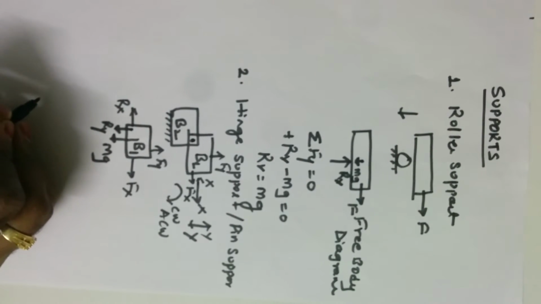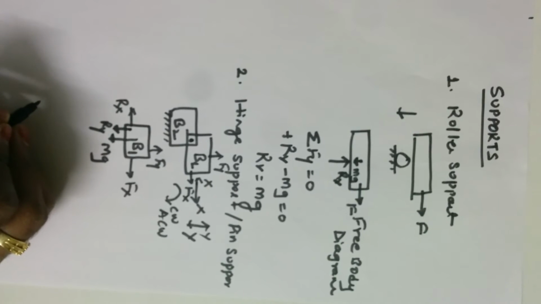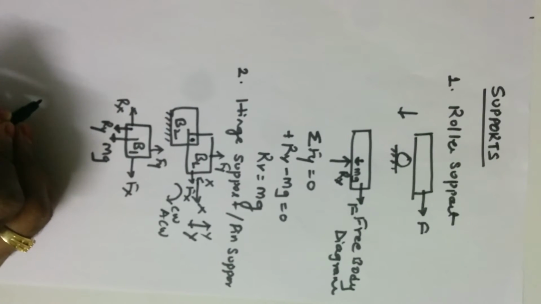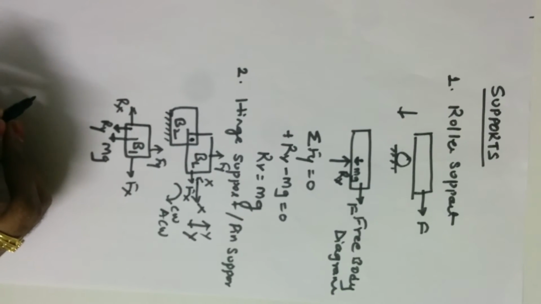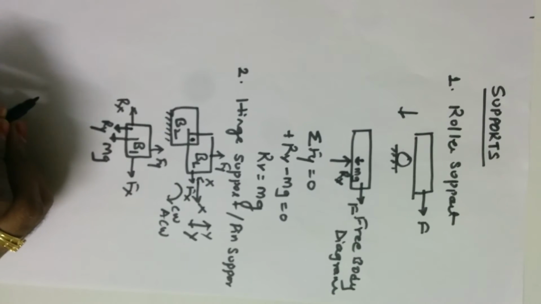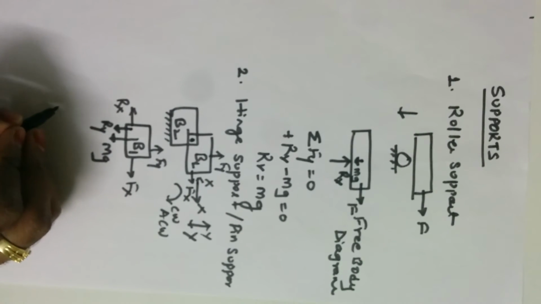Therefore, we can understand that a hinge support, when removed, will give rise to two reactions, one in the x direction, another in the y direction, and those reactions will be in a direction opposite to the direction in which the body is not allowed to move.